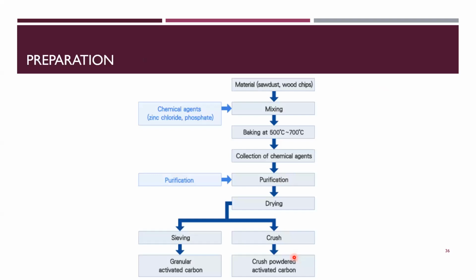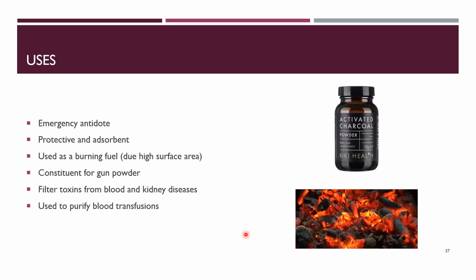So let's look into the preparation point of view. Where does charcoal come from? It comes from material like wood chips, sawdust, etc. Then some chemical reagents like zinc chloride and phosphate are mixed and then baked at higher temperatures, that is 500 to 700 degrees Celsius. Then purification is done, then drying, then sieving and crushing. What we get is activated charcoal. So this is basically the preparation.